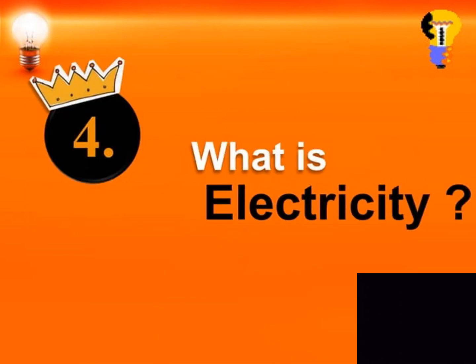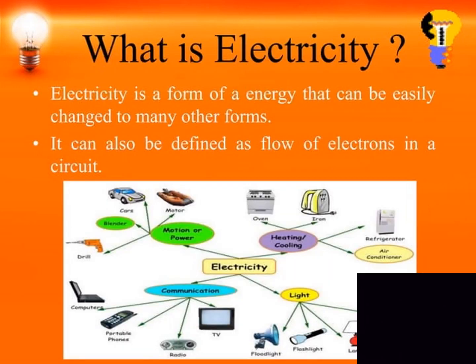Next one, what is electricity? Now we have understood what is charge and how it happens. Now we'll see what this electricity is, and how it exists. So coming to what is electricity: electricity is a form of energy that can be easily changed to many other forms.